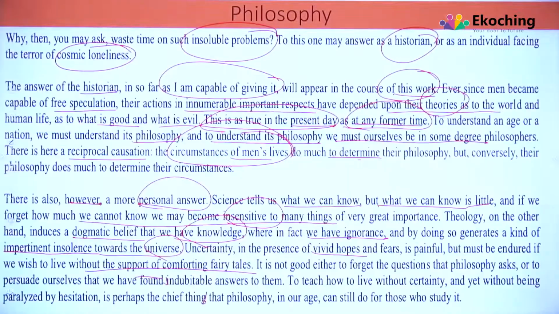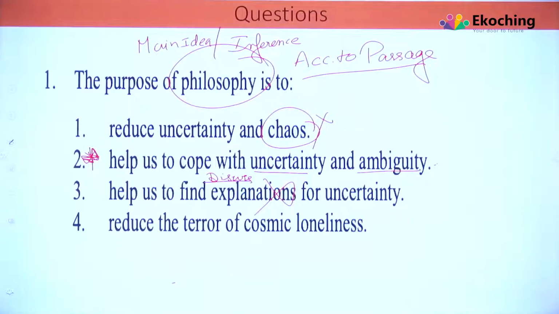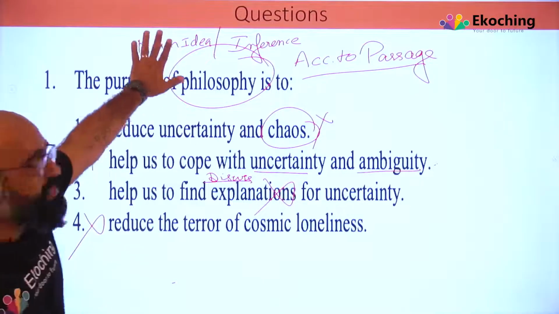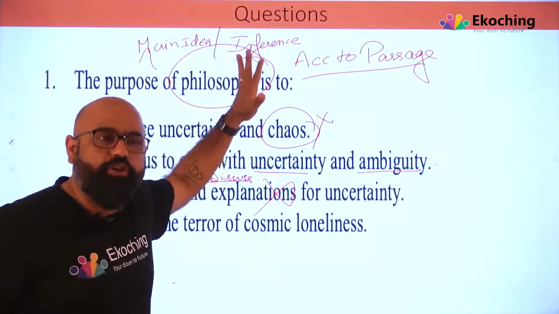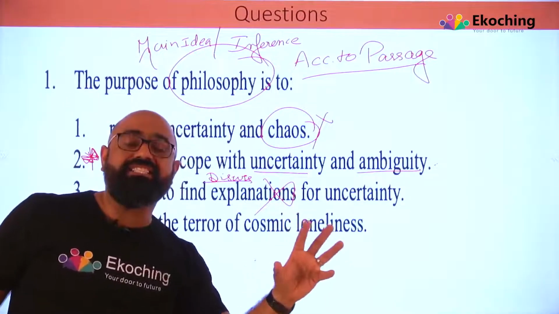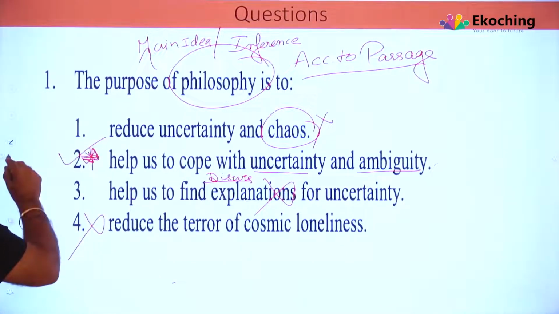So here it was. To this one answer, as a historian or as an individual facing the terror of cosmic loneliness, too narrow. They are only talking about one individual here. So again, that is something which is not giving me the main idea, or the whole, seeing the passage in totality. It is just mentioned at a single instance, that too for an individual. So that's why I will mark option number 2 as an answer.